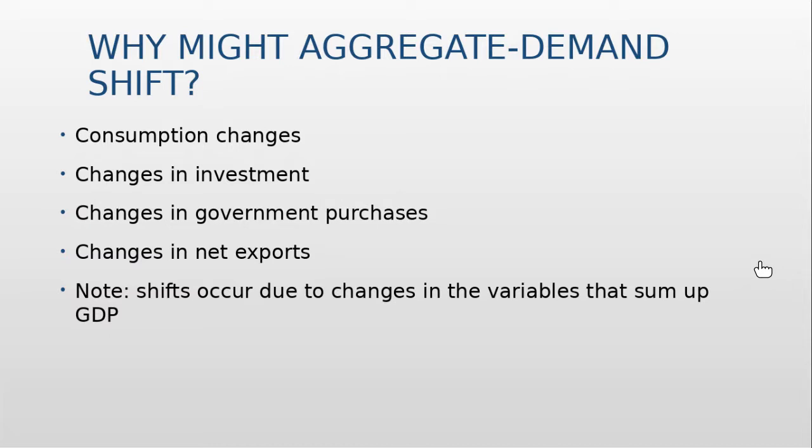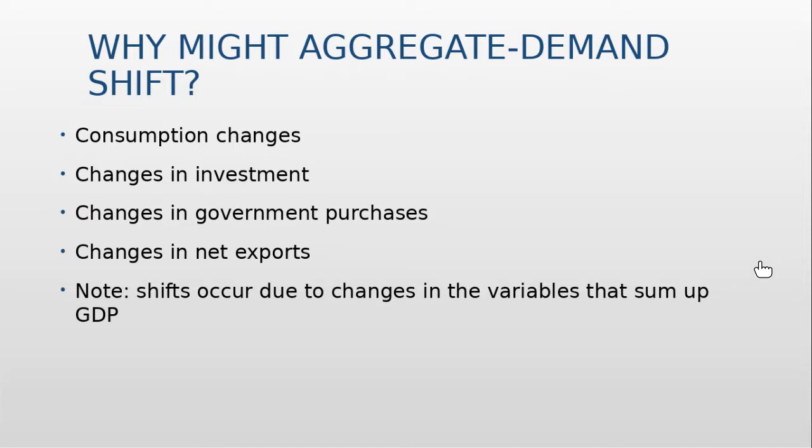Similarly, changes in government purchases. If the government decides to invest more and spend more, then ultimately this also leads to an increase in the aggregate demand curve. And finally, changes in net exports. If foreign consumers want more and more of our domestic goods, then presumably we find that ultimately this also contributes to our aggregate demand.